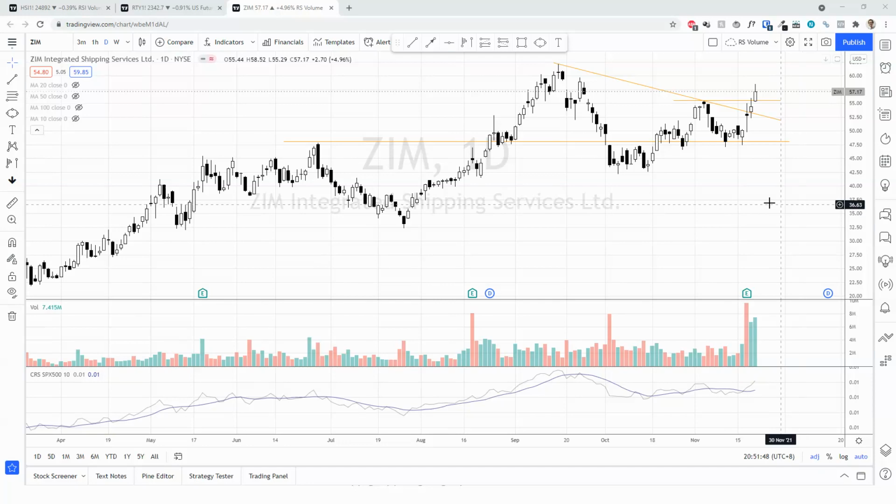All right, so this is ZIM, and in terms of the volume, this is kind of a vertical absorption. There is a lot of supply coming in here, but eventually the vertical absorption absorbs it all the way up, to produce a breakout. So I think it's relatively bullish.